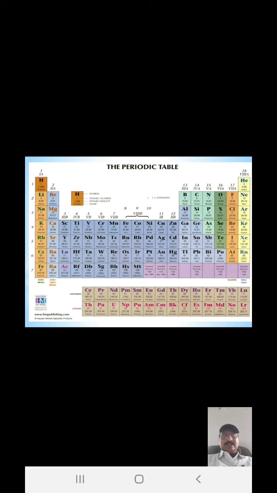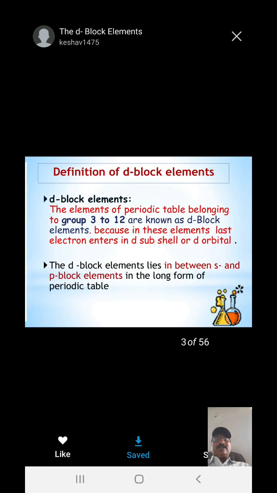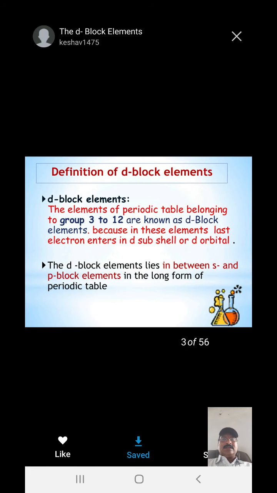If the differentiating electron enters in p orbital, those are called p block elements. If the differentiating electron entered into d orbital, those are called d block elements. But here, the difference is the differentiating electron enters in (n minus 1) d orbital. That means not in valency shell, it enters into the penultimate shell of d orbital.